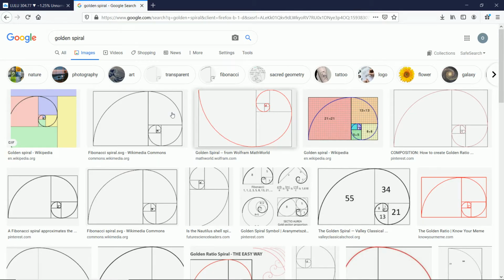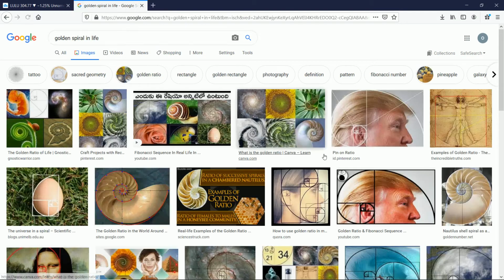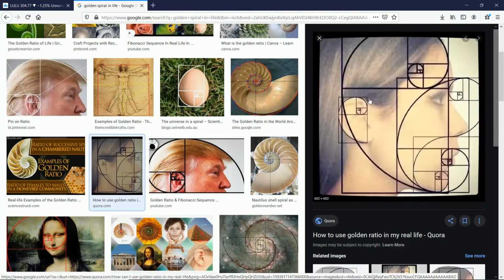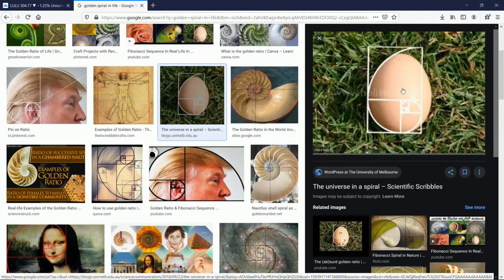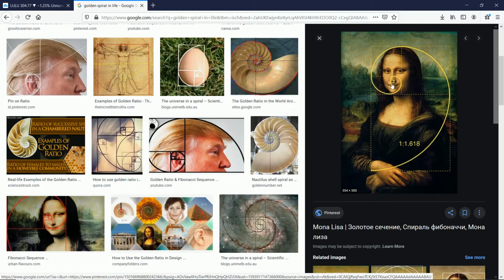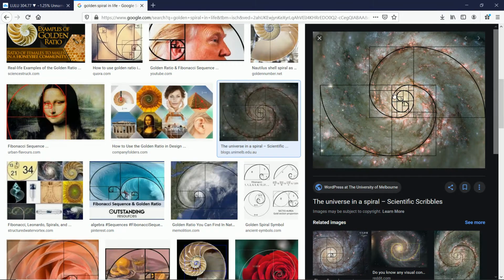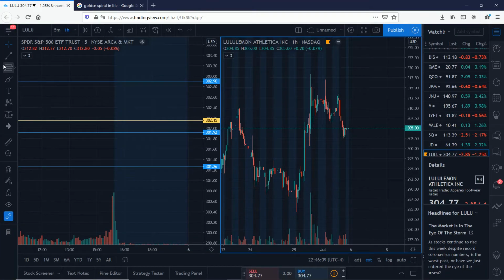So what Fibonacci retracements do is take this equation and put it into levels. So we can say golden spiral in life, and you can see here it's found in faces, right here to the ear, with eggs, with the Mona Lisa like I was saying earlier. It's found throughout life, and it's what people find attractive. Why is it attractive to people? Don't know, it just is. So we take that same concept and theory and apply it to Fibonacci retracements.